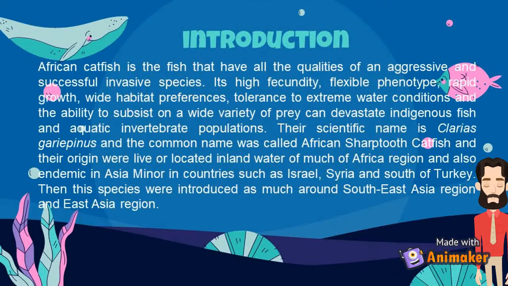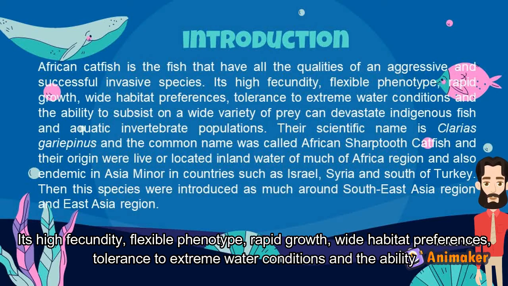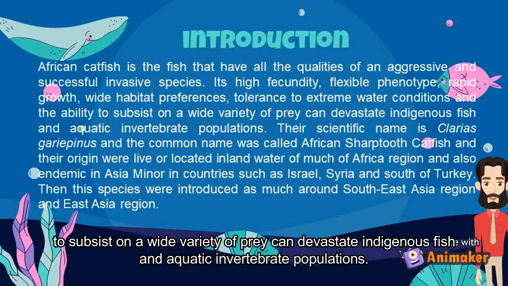Introduction. African catfish is the fish that has all the qualities of an aggressive and successful invasive species. Its height, fecundity, flexible phenotype, rapid growth, wide habitat preference, tolerance to extreme water conditions, and the ability to subsist on a wide variety of prey can devastate indigenous fish and aquatic invertebrate populations.